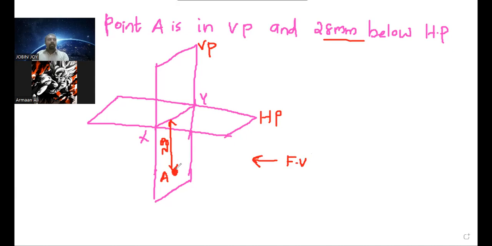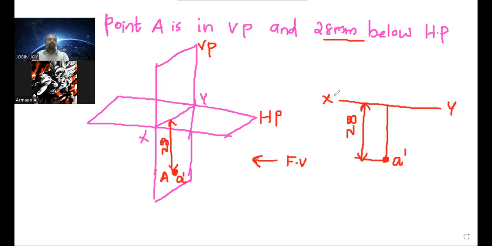Here the front view will be on the actual point itself. Because point A is in the vertical plane, you will get the image of point A in the vertical plane itself. So this is the front view. A dash is the front view, and A dash will be 28 millimeter below the XY line.